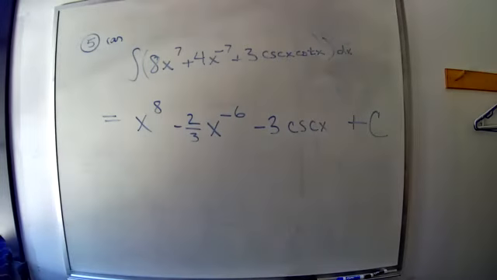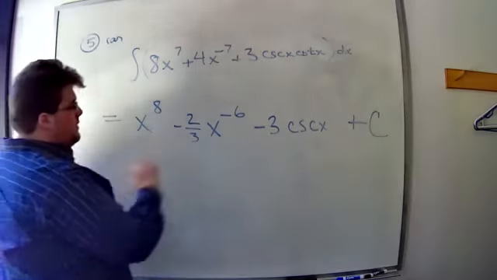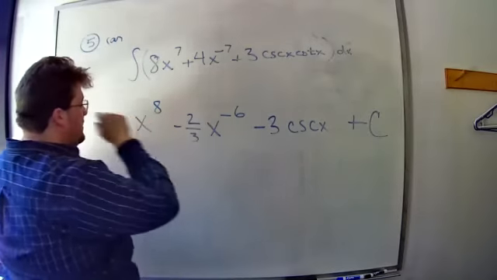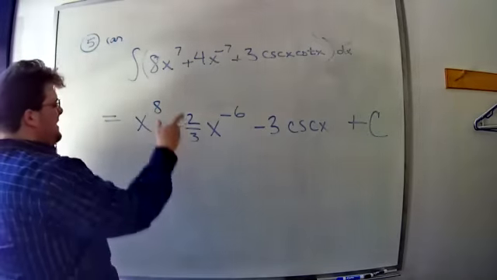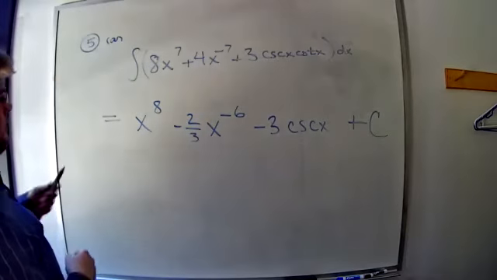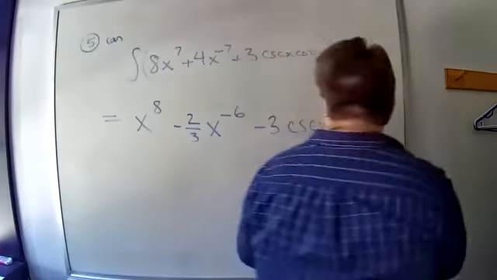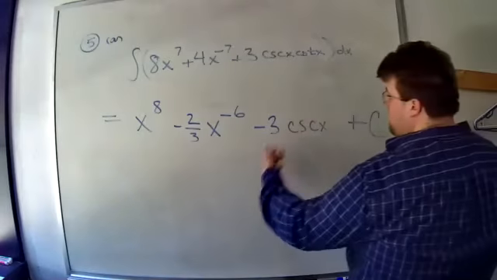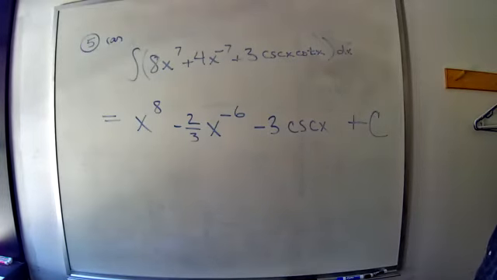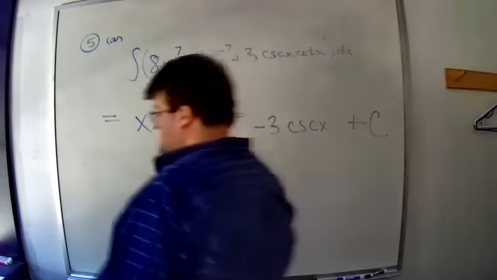And at this point, I like to check by taking the derivative here that this does give what we want. Derivative 8x to the 7th. Derivative here, negative 6x to the negative 7. So negative 7 is okay. Negative 6 times 2/3. 2/3 of 6 is 4. The negatives cancel. Derivative here, negative 3 times negative cosecant cotangent gives you positive 3. So any questions about 5a?